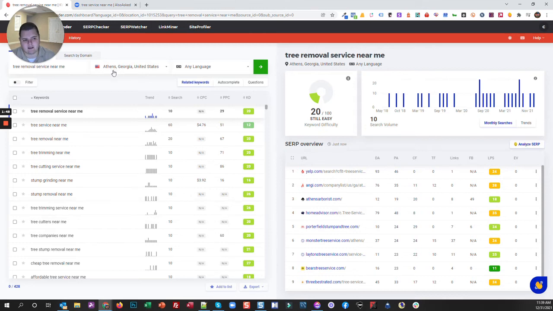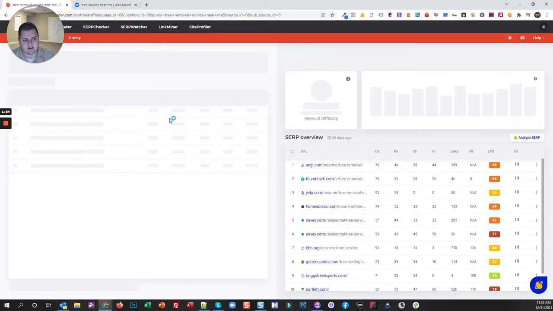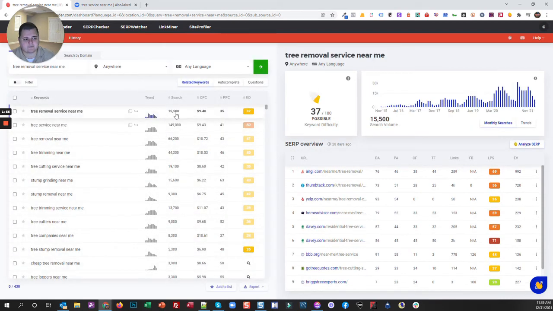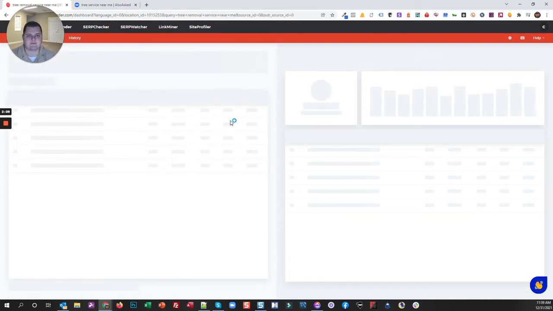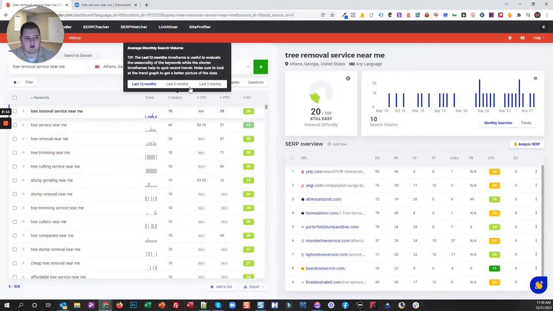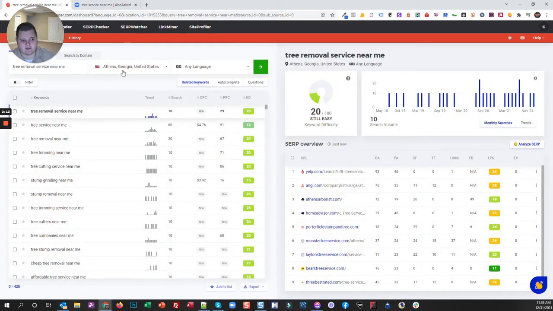If I were to back that out to anywhere and I were to run it, you'll see that that search volume is going to go through the roof. So tree removal service near me, 15,500 searches per month. I don't really care about that because if I'm in Athens, Georgia, I don't care if somebody in Chicago is searching for tree removal services. They're not going to help. So the first filter we're going to use is the location filter.